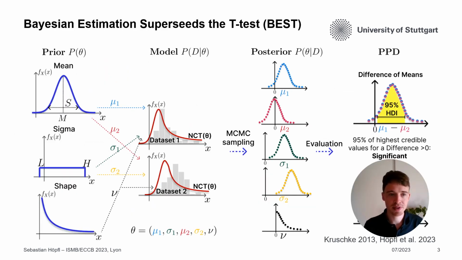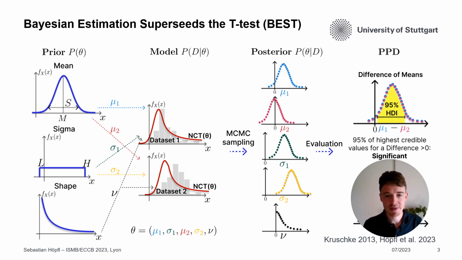To compare these two groups, we used Bayesian estimation. In particular, the Bayesian estimation supersedes the t-test model from John K. Kruschke. And you see, we have in a Bayesian context a prior for the mean, sigma and shape parameters of a non-central t-distribution. And this non-central t-distribution we try to fit on every data set we investigate. So we draw mu and sigma parameters for this t-distribution, and the shape parameter decides if this non-central t-distribution is more heavy-tailed or more normal distribution-like. And therefore we can also account for outliers in the data set.